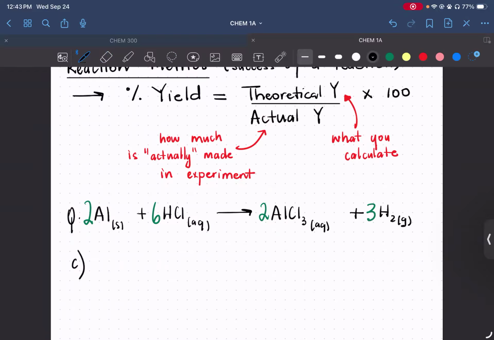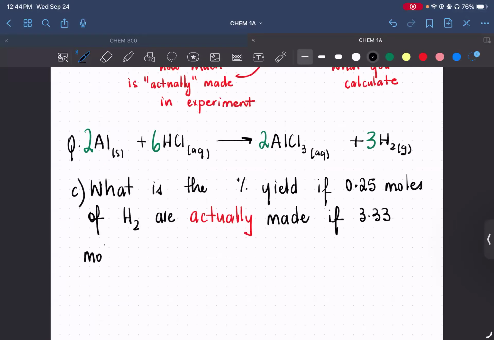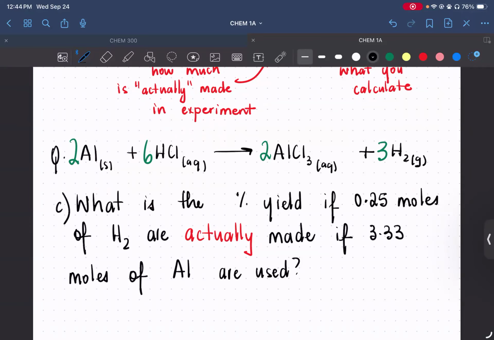Part C. What is the percent yield if 0.25 moles of hydrogen are, and I'm going to put this very nice and clear, are actually made if 3.33 moles of aluminum are used. So same reaction, a reaction we've already balanced.